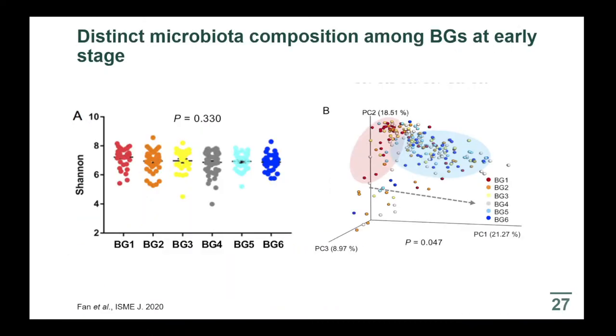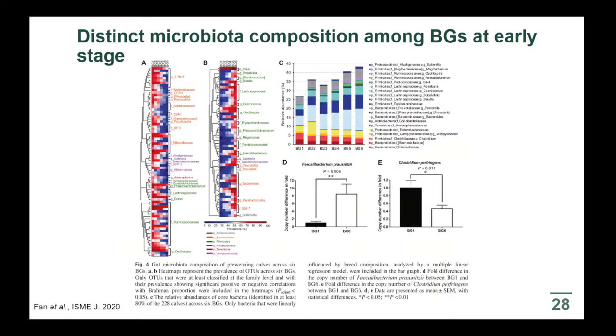Here's the data: the Shannon index, showing the diversity of the microbiota, is very similar throughout the breed groups. However, when you look at the microbiota structure, based on the PCoA analysis, we could see quite well separated microbiota structures, suggesting microbiota is affected by host genetics. And then we found specific microorganisms. I'm sorry, it's not clear enough to see, but red means a higher relative abundance compared between the breed groups.